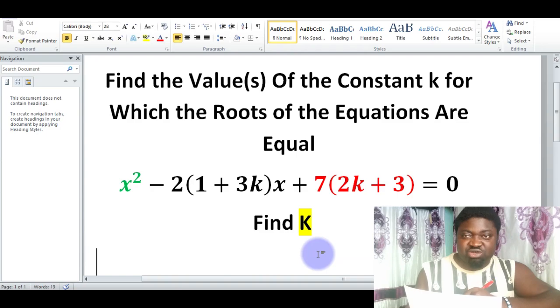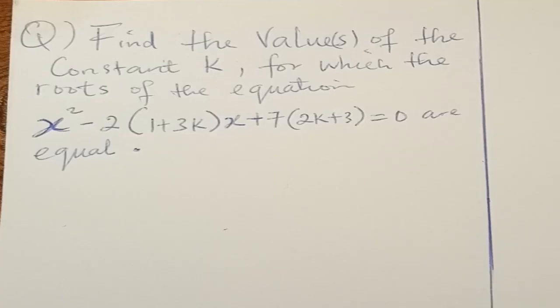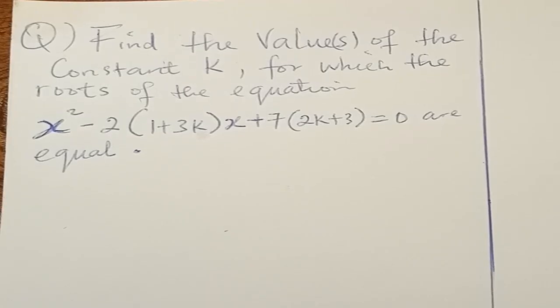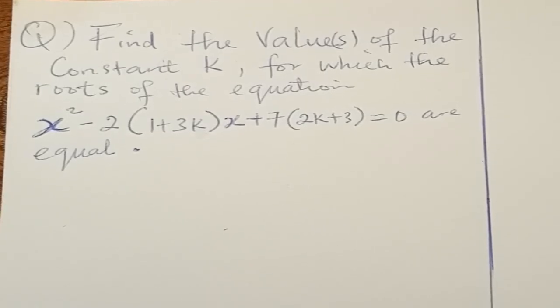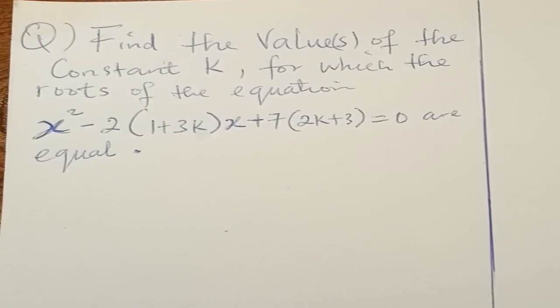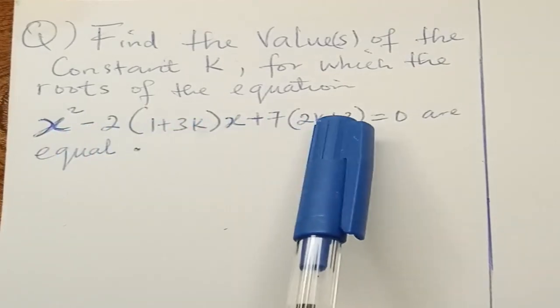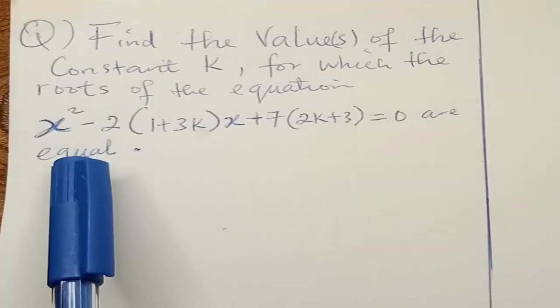Let's now proceed to the solving of the question. We have this question before us. Find the values of the constant k for which the roots of the equation x squared minus 2(1 plus 3k)x plus 7(2k plus 3) is equal to 0 are equal. So they are asking us to look for values of k for this particular expression, which is given here. Then they say is equal to 0, are equal.